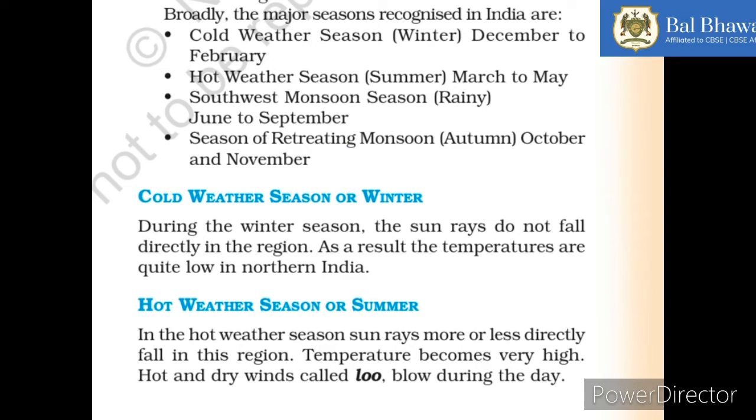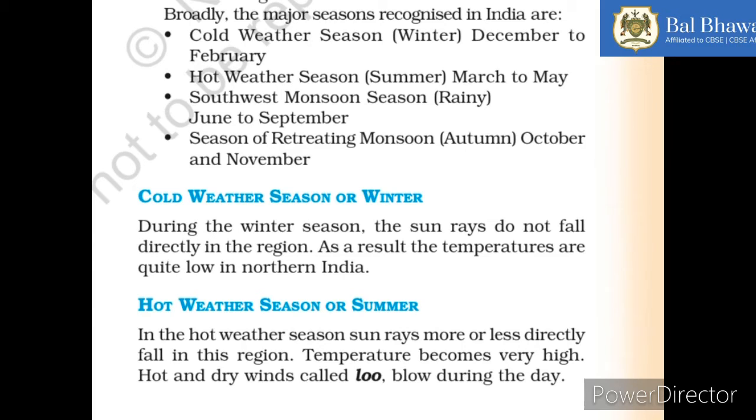Broadly, the major seasons recognized in India are the cold weather season, which is also called winter. The winter season starts from December and lasts till February. So, this is the month of January and you can feel that it is really cold. The minimum temperature may reach 6 to 7 degrees and the maximum temperature could be 21 or 22. During the winter season, you feel the need of wearing woolen clothes, which protect you from cold windy waves.